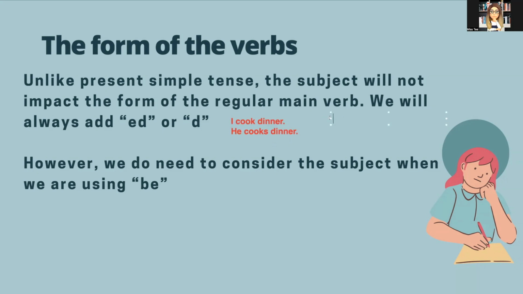Now for the simple past tense, we can say, I cooked dinner. And even with a subject like he, she, or it, doesn't matter. We still add ed. He cooked dinner, like that. So that's what I mean, that the subject will not impact the form of the regular main verb. However, when we're using the form of be, it's a little bit different. So let's talk about that, because in that case, the subject does impact it a little bit.